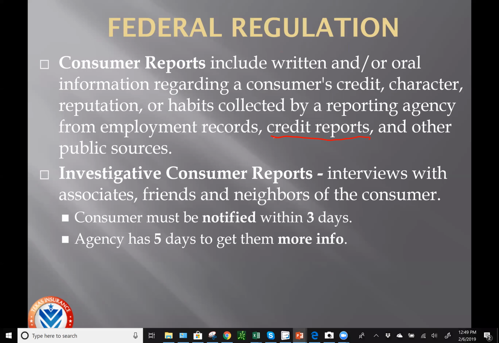Next, there are investigative consumer reports, basically the same thing, but they're going to take it a step further and go out and interview friends, associates, and neighbors of the consumer. There are two numbers associated with investigative consumer reports that you need to memorize. First, if an insurance company is going to do an investigative consumer report, the consumer must be notified within 3 days that the report is taking place. Then, if the consumer wants more information about what's contained in the report, they would have 5 days to get that to them. So just make sure you get your numbers down here, 3 days and 5 days for your test.